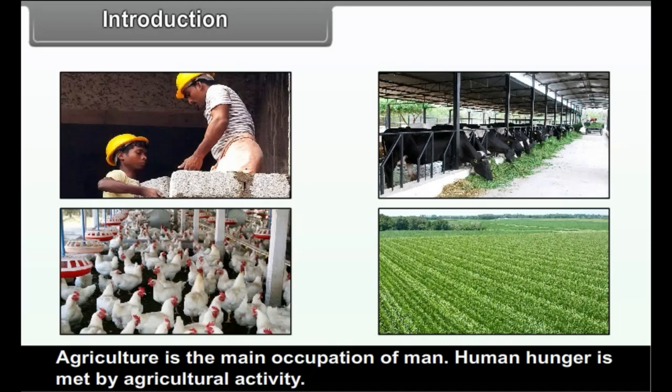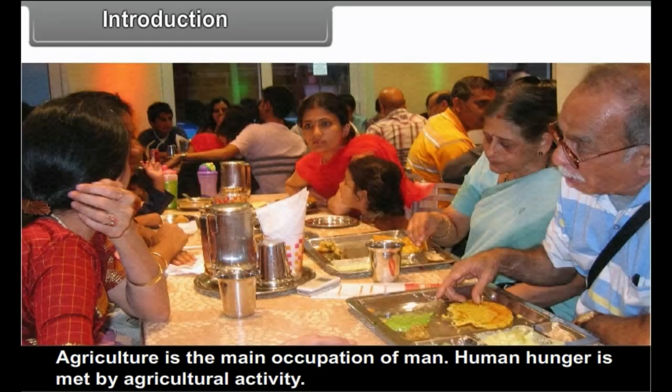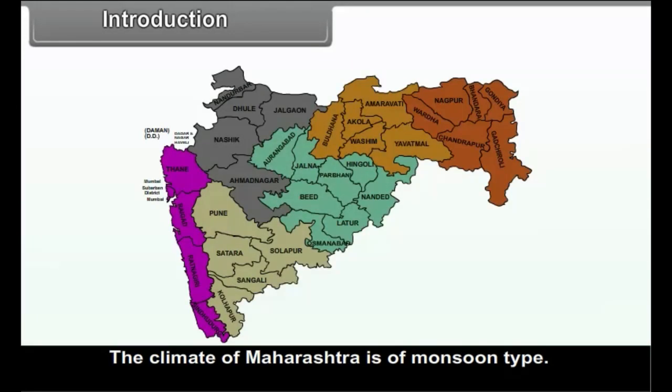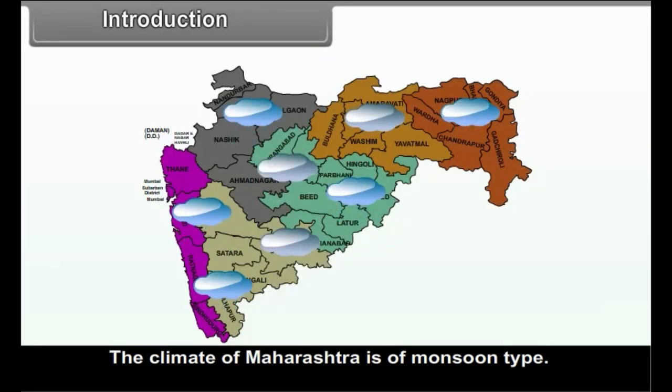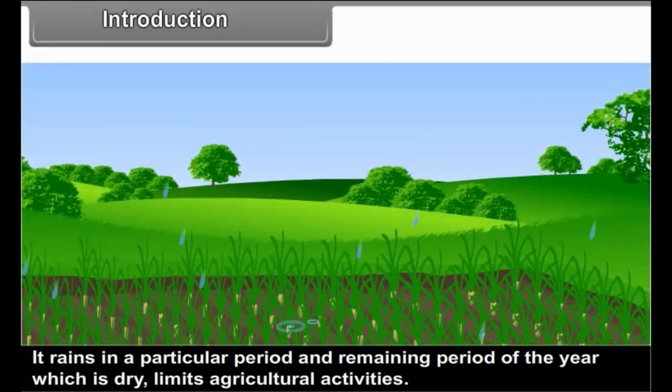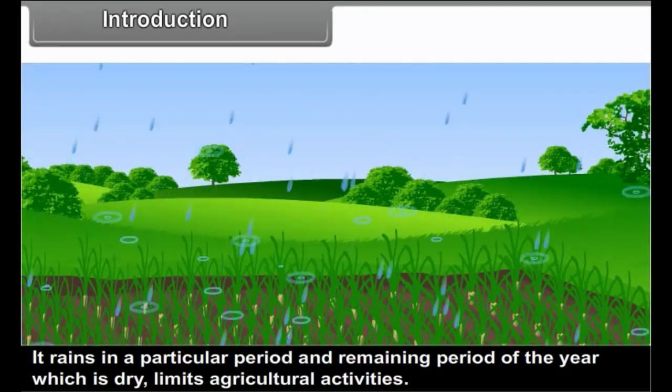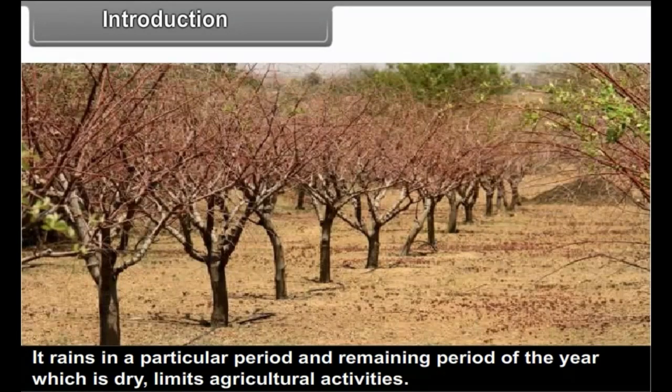Agriculture is the main occupation of man. Human hunger is met by agricultural activity. The climate of Maharashtra is of monsoon type. It rains in a particular period, and the remaining period of the year, which is dry, limits agricultural activities.